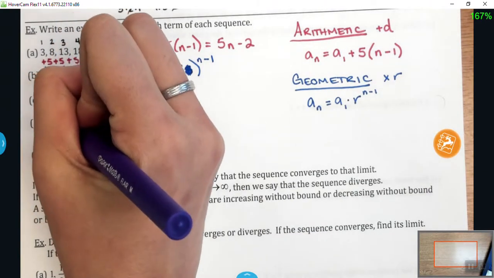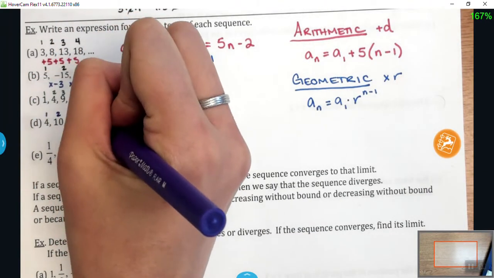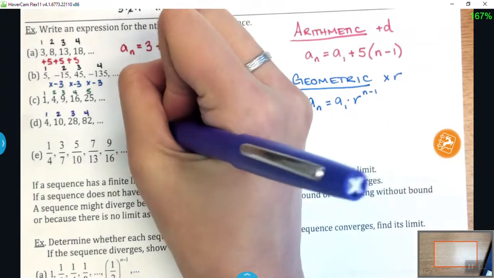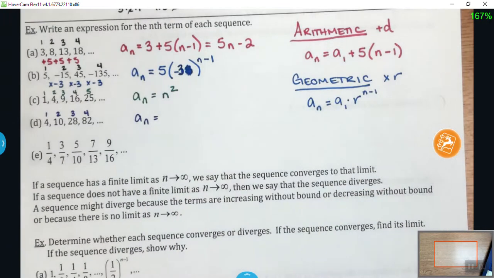Got to get from 1 to 4, 2 to 10, 3 to 28, 4 to 82. And so you can't do plus every single time, and you can't do multiply every single time. It is a sequence. Neither. If you guess, yes. Plug and chug.